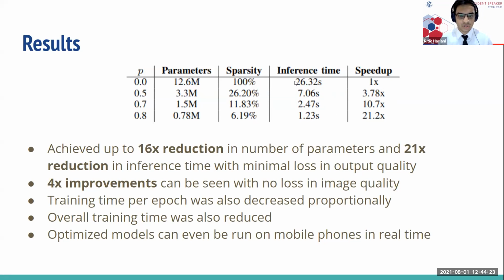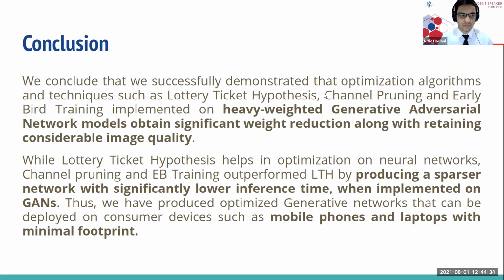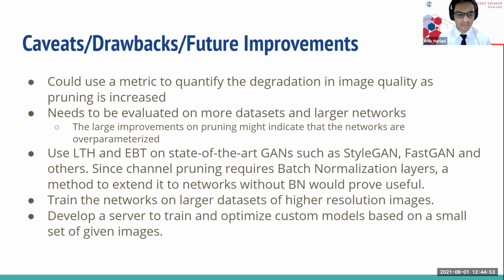And the training time per epoch is also reduced considerably when we perform optimization techniques such as the lottery ticket hypothesis and early bird ticket training. So coming to a conclusion, basically, the heavyweight GANs have been reduced significantly in their weight, and this can be deployed on any mobile phone and laptop, leading to lower inference time and lower training time. So I will be showing you a demo right now after this.